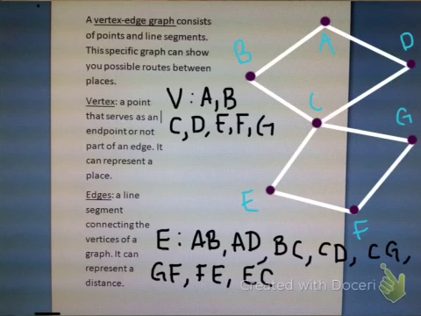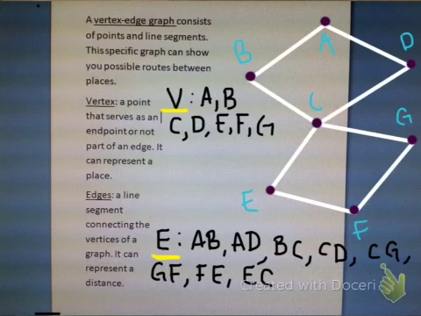In this graph that I've drawn here, we have vertices and edges. The vertices that we have here are A, B, C, D, E, F, and G. And we also have edges, which I have labeled for you. We have AB, AD, BC, CD, CG, GF, FE, and EC.